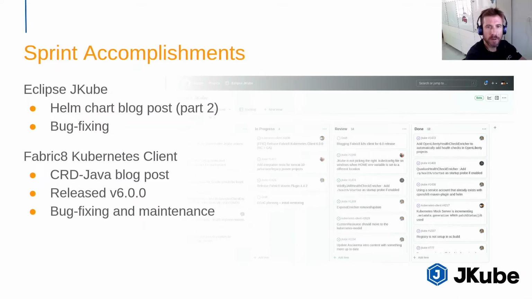Regarding JKube, we've been working on the features for version 1.9. We're concentrating on improving the user experience. Today, we'll show an example of how we've improved it by providing a single configuration property for the image pull policy. For the Kubernetes client, we finally released version 6, which is a very big milestone for the project. We're actively working on the promotion of both projects and publishing regular blog posts describing the new features.